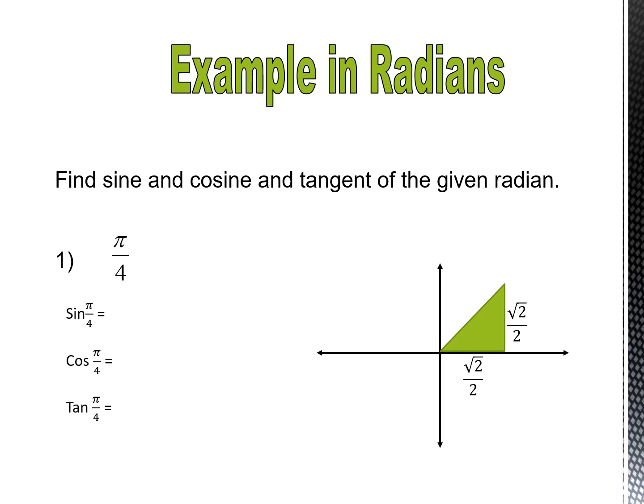Sine is the opposite side, radical 2 over 2. Cosine is the adjacent side, also radical 2 over 2. Tangent is opposite over adjacent. Radical 2 over 2 over radical 2 over 2. Simplify, you should get 1.